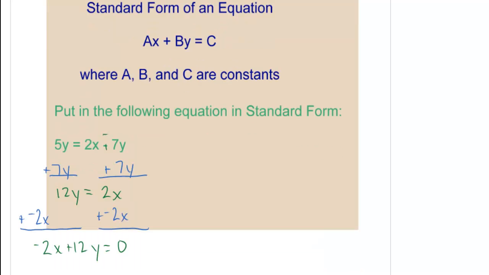Try this next problem. In this equation, once you bring over all the x terms and y terms to the left-hand side, you realize that there is no constant on the right-hand side. So you have negative 2x plus 12y equals 0.